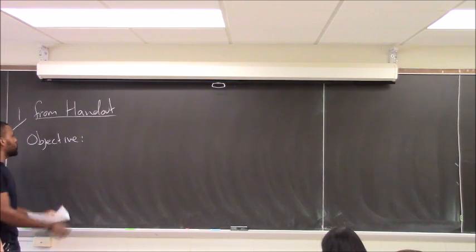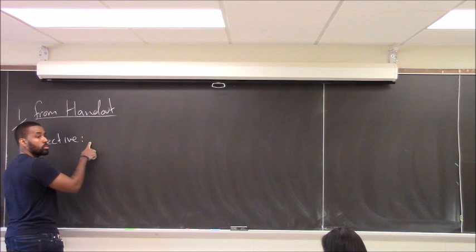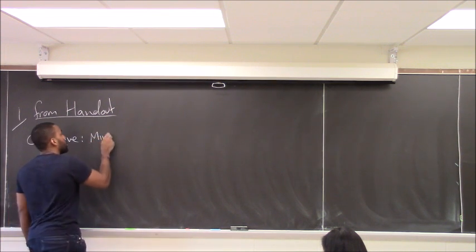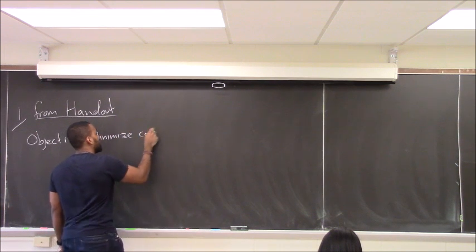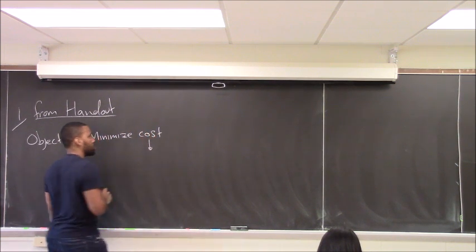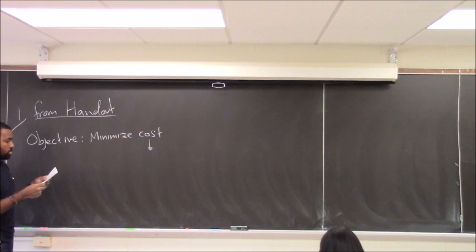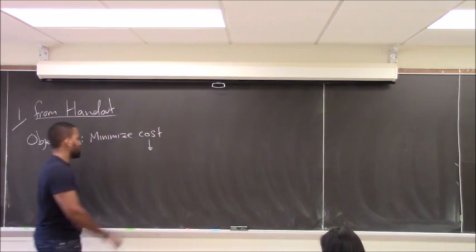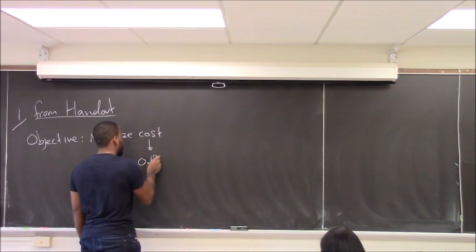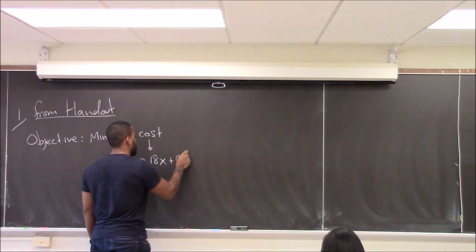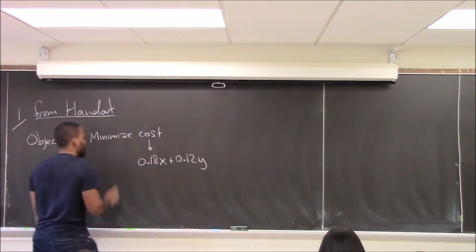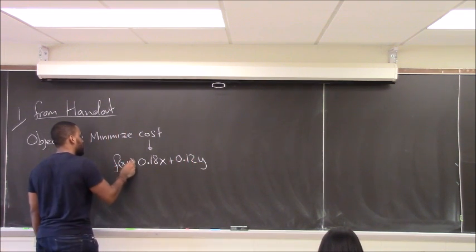What is the goal? Like in words, what do you want to do? Right, you want to minimize cost. How can I find the cost? What is the cost per serving? It's 18 cents times X plus 12 cents times Y. So 0.18 times X plus 0.12 times Y is going to be my cost function.